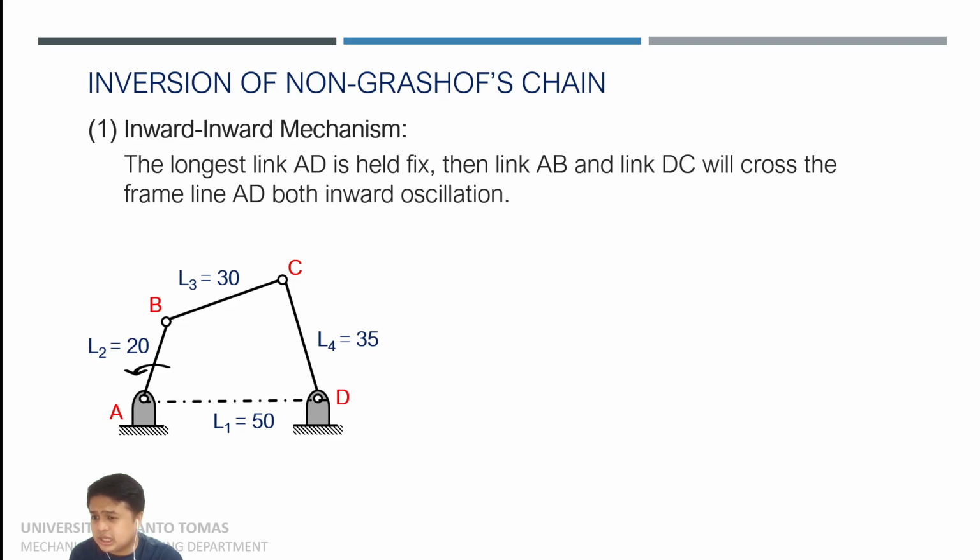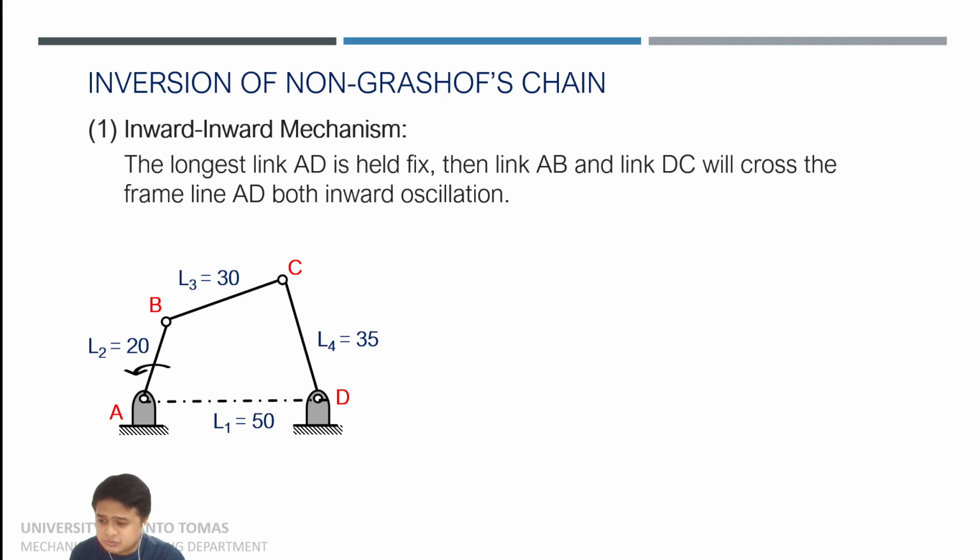So the first one is the inward-inward mechanism. Going back to the Grashof chain, we always consider the shortest link, no? But for a non-Grashof chain, we will now consider the longest link. So we will take note of the longest link, wherein if the longest link in this first example is the frame, then we have an inward-inward mechanism.